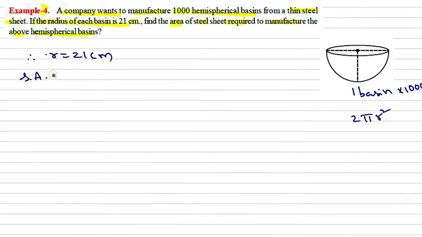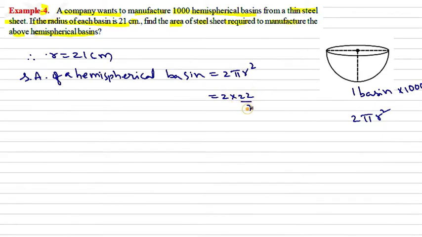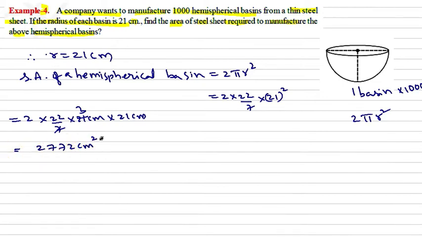So surface area of a hemispherical basin is equal to 2 pi r square. Now substitute the radius, that is 2 into 22 by 7 into 21 whole square. So which is equal to 2 into 22 by 7 into 21 centimeter into 21 centimeter. 7 1s are 7, 3s are 21. Then we are getting the answer 2772 centimeter square. So this is the area for the one hemispherical basin.